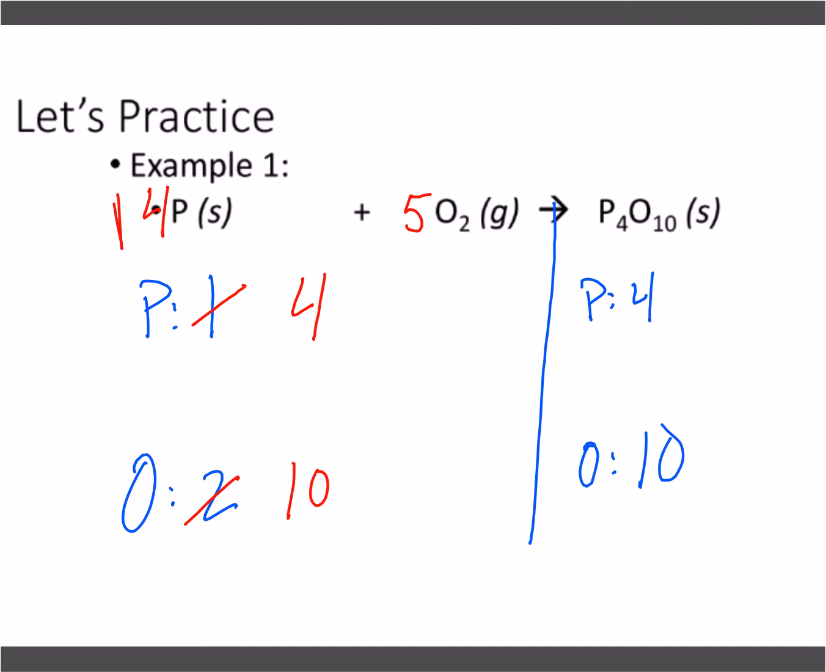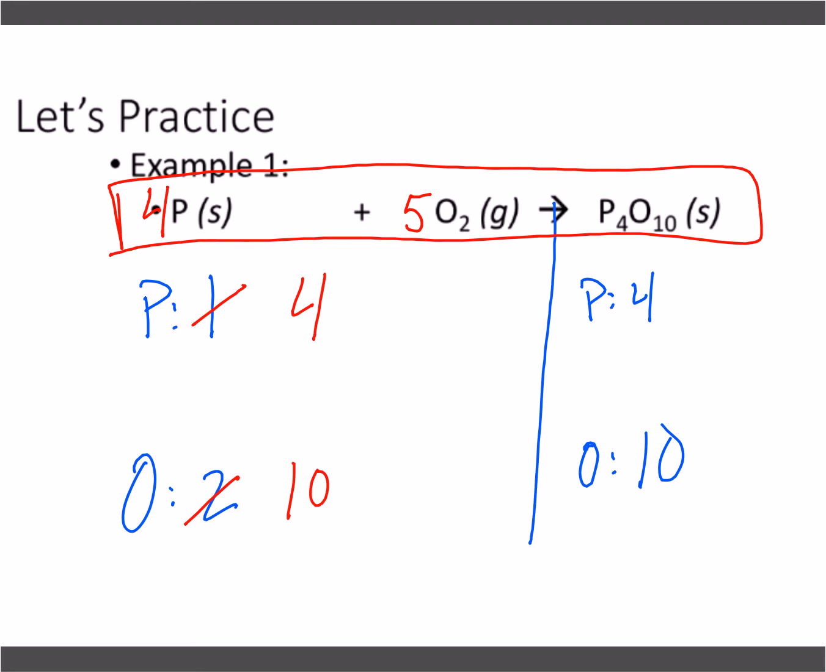There it is. My final answer, guys, is this right here. I've got a coefficient of 4, 5, and then 1 in that order. How many of you guys have done this before in like middle school? About half of you. That's what it was in my last class as well.